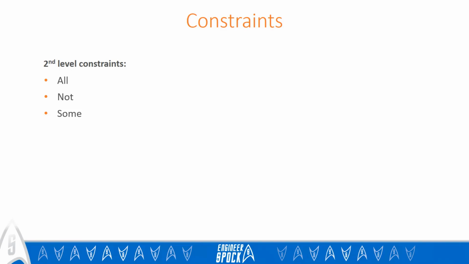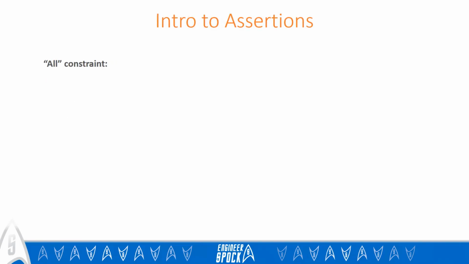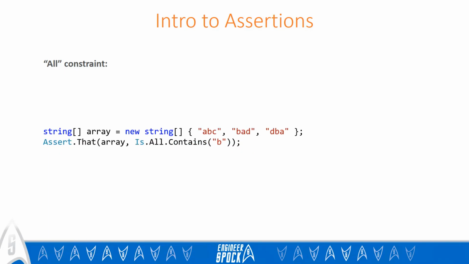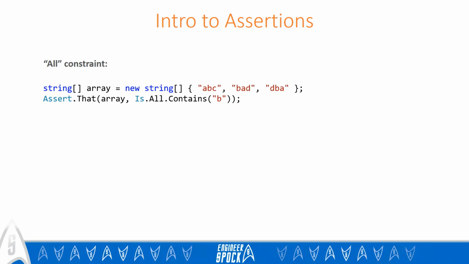Let's look at several examples of using these constraints. In this lecture, we will look at the examples on slides, and in the next lecture, I'll show you some examples in code, which you can download and play around with on your machine. Take a look at the All constraint. The All constraint can be invoked both on Is and Has constraints.